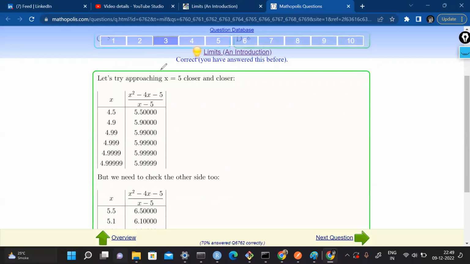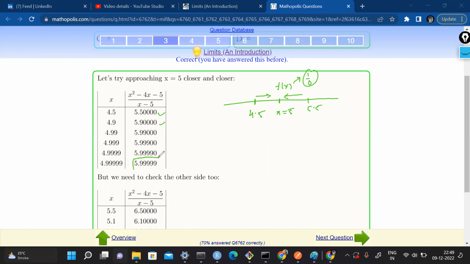Now see here what is happening. On the number line, this is your x equal to 5. At this point, your function is 1 by 0, so we cannot directly plug it. So what we're doing is, from the left hand side, let's suppose 4.5, from the right hand side 5.5, and now we are approaching 5 from both sides, and then we are noting down the values.